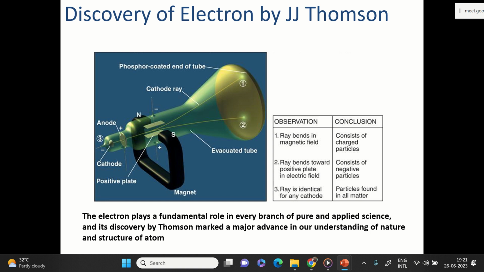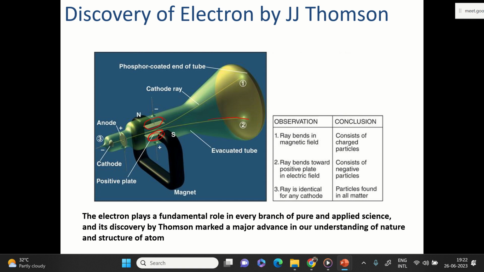you apply a positive plate and a negative plate, and the ray was found to be bending towards the positive plate. It tells you that there is something negatively charged contained in that. अगर पॉजिटिव प्लेट की तरफ बेंड कर रहा है मतलब उसमें नेगेटिव चार्ज है.